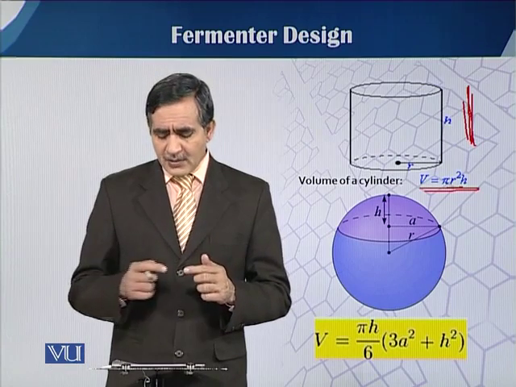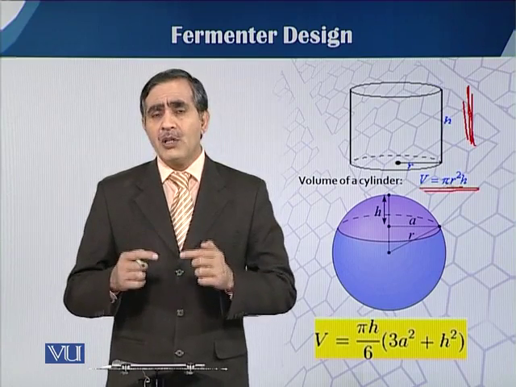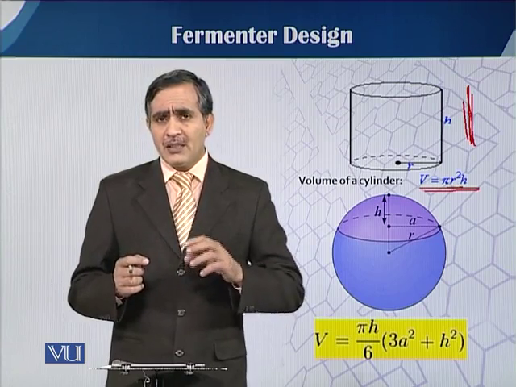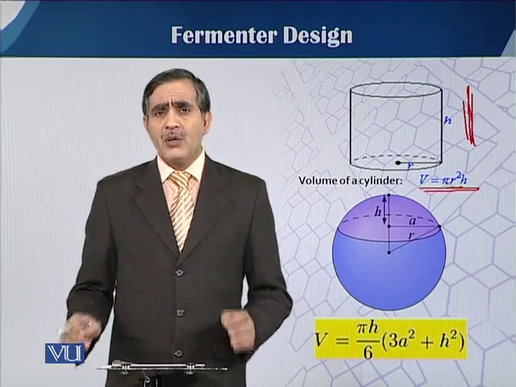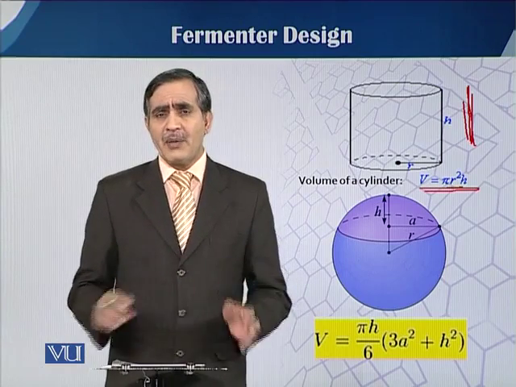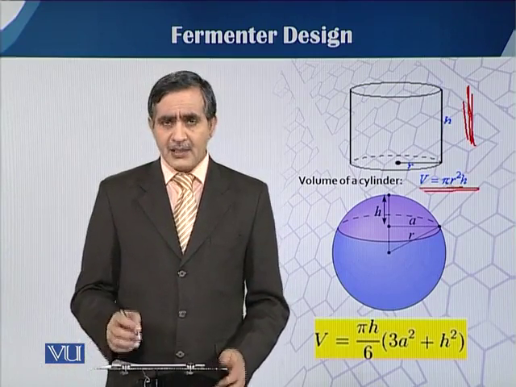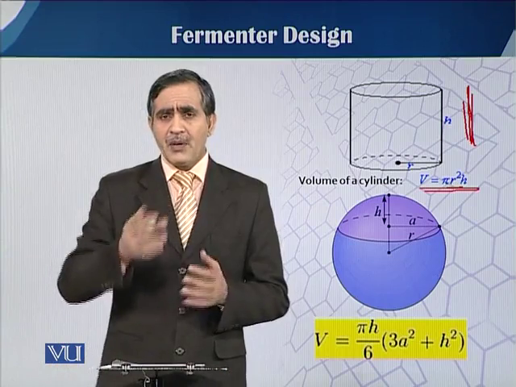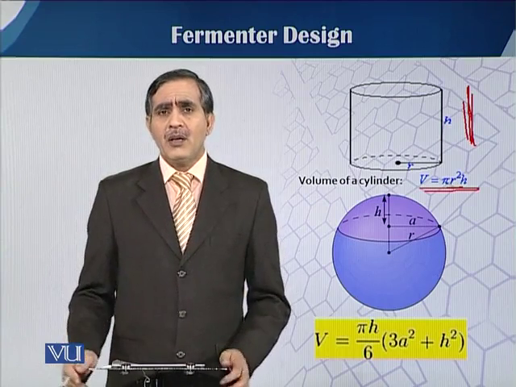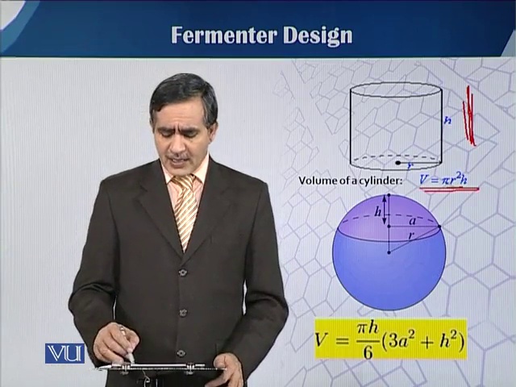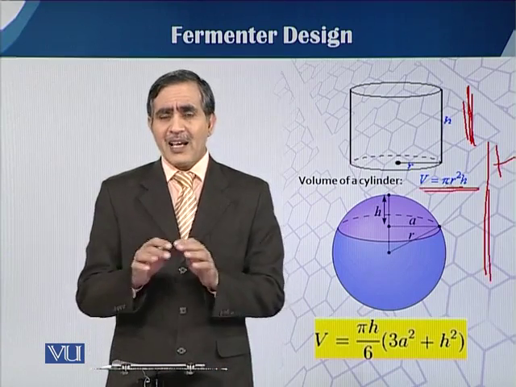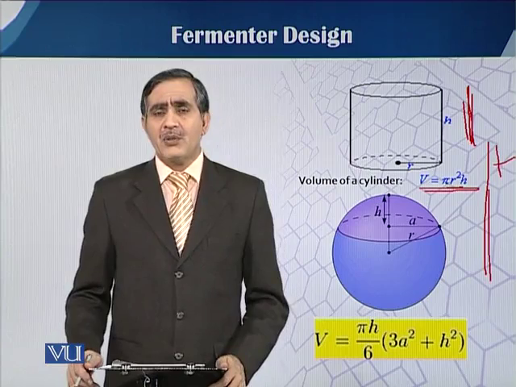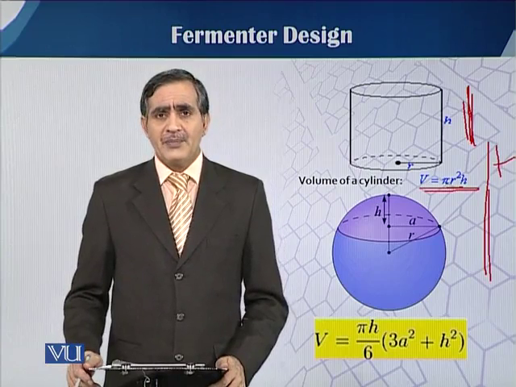Sometimes H and A are equal to R, but not all the time. If we know the H and A of a fermenter, then we can calculate the dome shape and the round bottom volumes, and by adding these two volumes, we can calculate the total volume of a fermenter vessel.